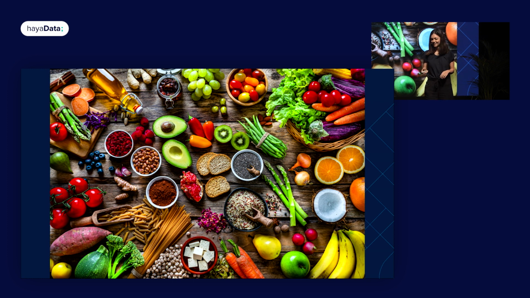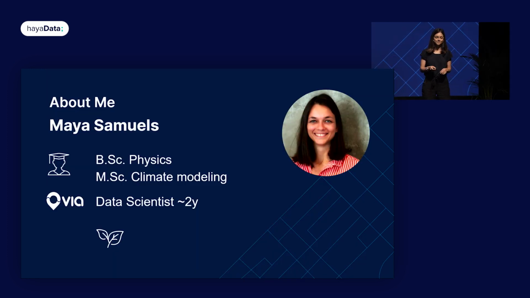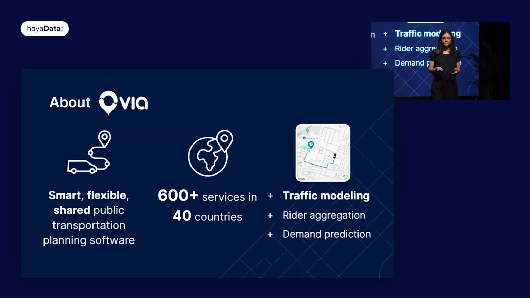Bear with me. But before we dive in, my name is Maya Samuels. I'm very excited to be here. I've been a data scientist at VIA for nearly 2 years, preceded by a master's in climate modeling and a bachelor's in physics. At VIA, we are on a mission to bring technology to public transportation to solve global problems such as congestion, pollution, and equality in mobility.